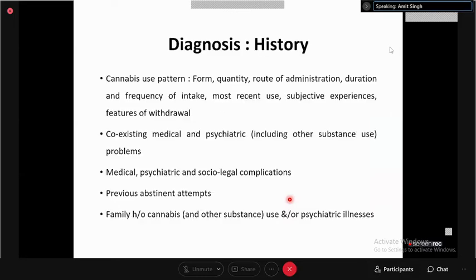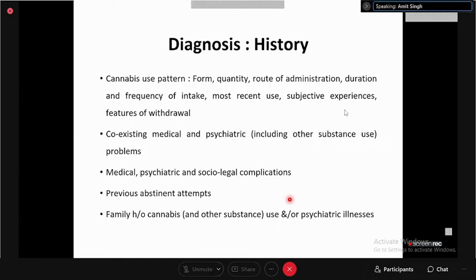Now, coming to the management part. For management, what we need to do first is to make a diagnosis. So, for diagnosis, what is required? A detailed history regarding the cannabis use pattern. It comprises details related to the form of cannabis a person is using, the quantity, the route of administration, the duration for which a person is taking cannabis, and the frequency of its intake.